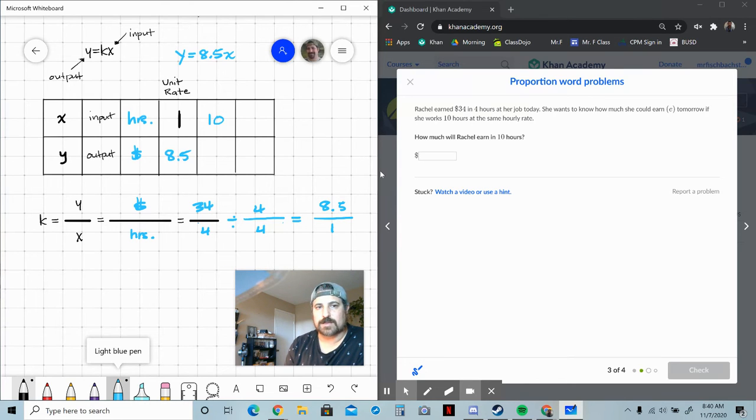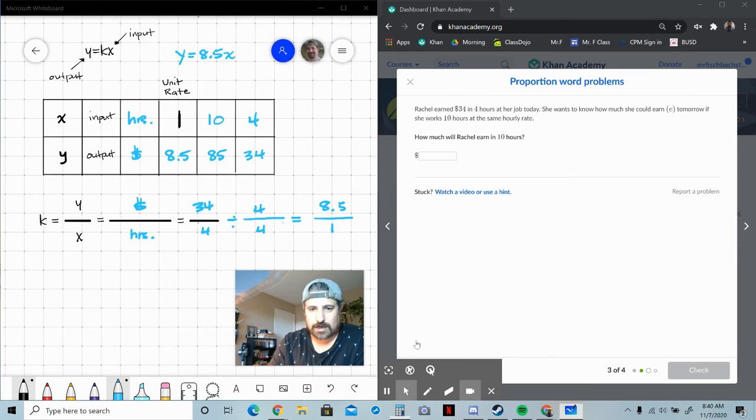Well, 8.5 times 10 is 85. So that's going to be $85 for every 10 hours she works, right? And now we have all the things we need. So basically, she got $34 in 4 hours. She gets $85 in 10 hours, and she gets $8.5 every hour.